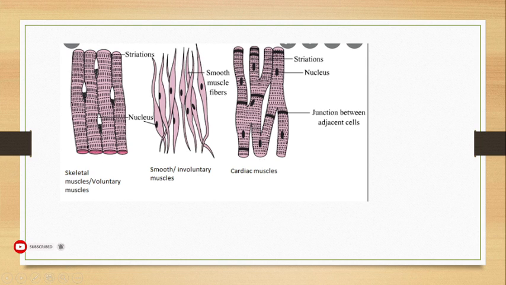How are striated muscles looking? They are long in shape and have a cylindrical shape. These voluntary muscles are long and have a cylindrical shape, right? We can see these striated muscles present in our hands and legs.